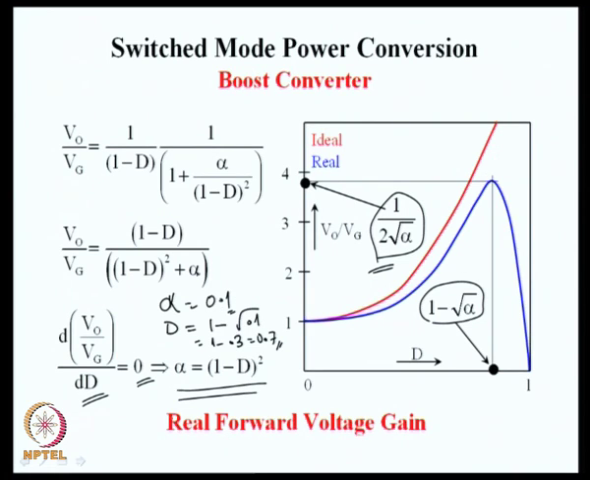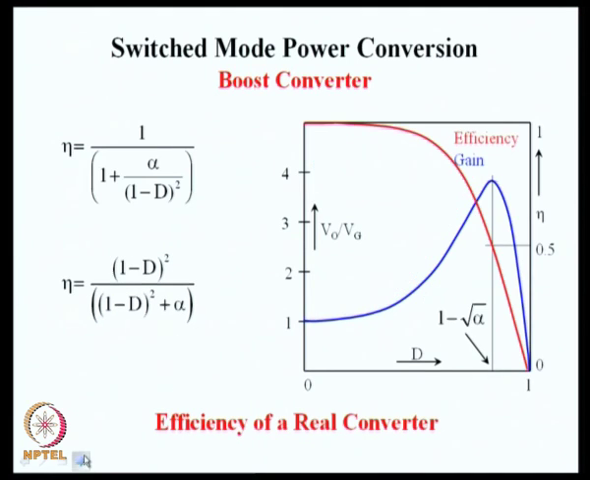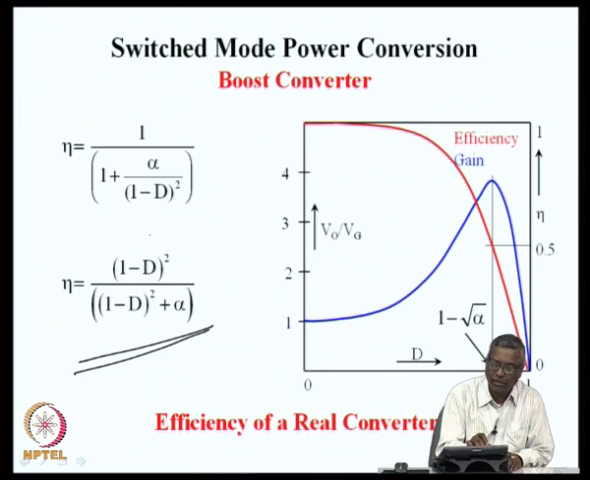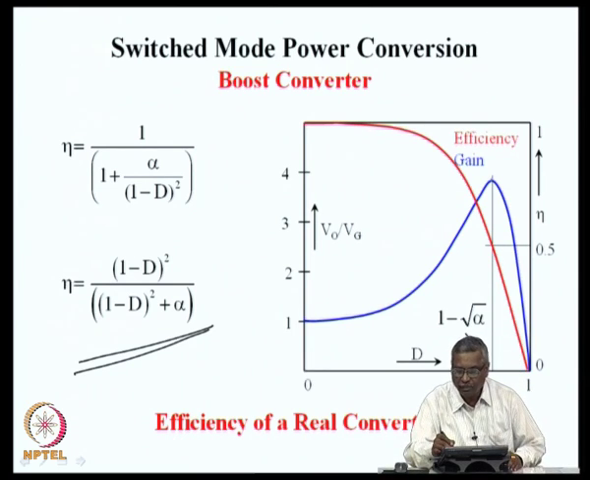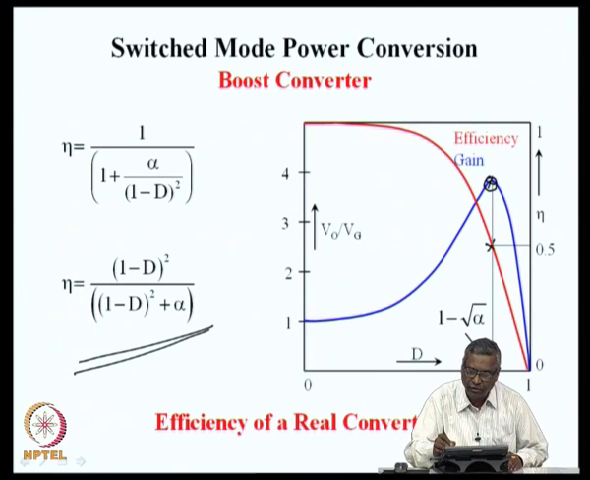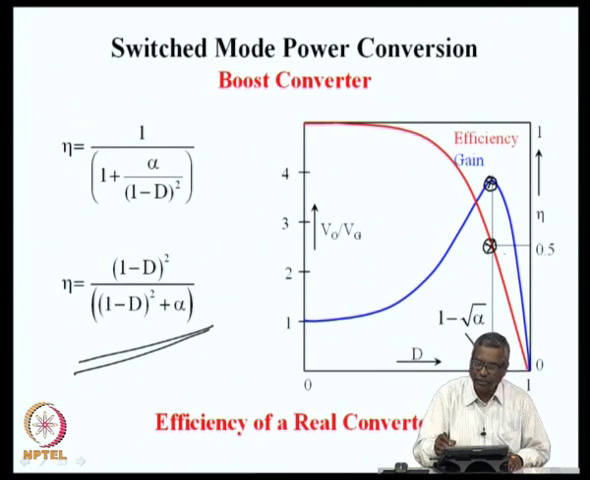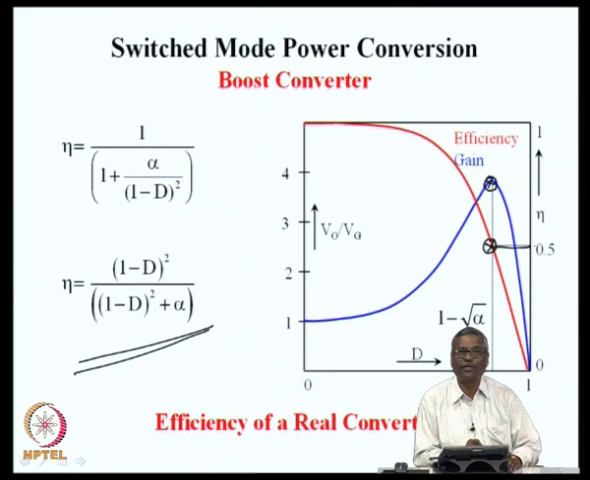Now, as we had drawn the corrected gain, we can also plot the efficiency of power conversion. Efficiency of power conversion is 1 by 1 plus alpha by (1 minus d) whole square, and we find that when maximum gain is achieved at that particular duty ratio, the efficiency is only 0.5.